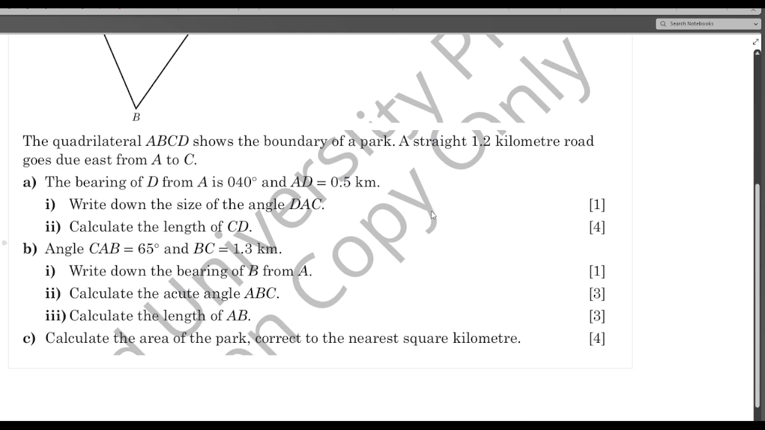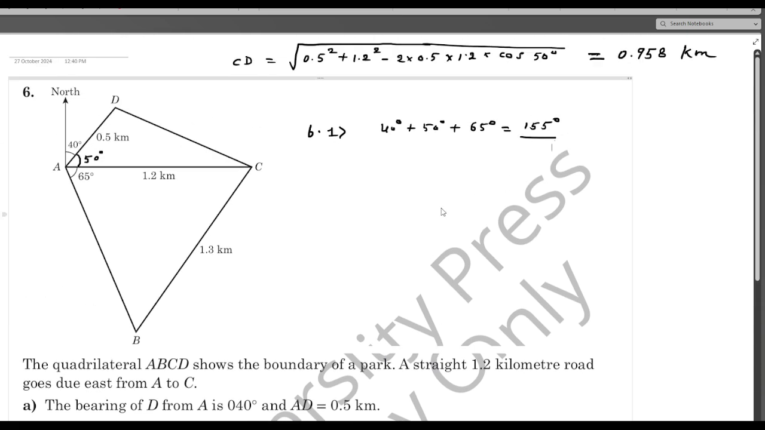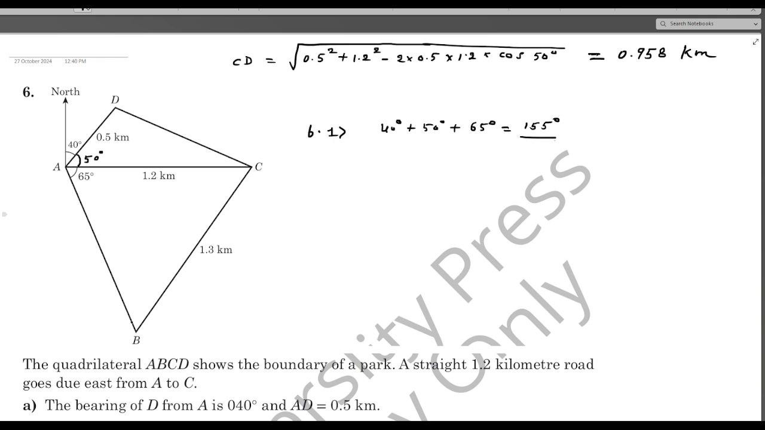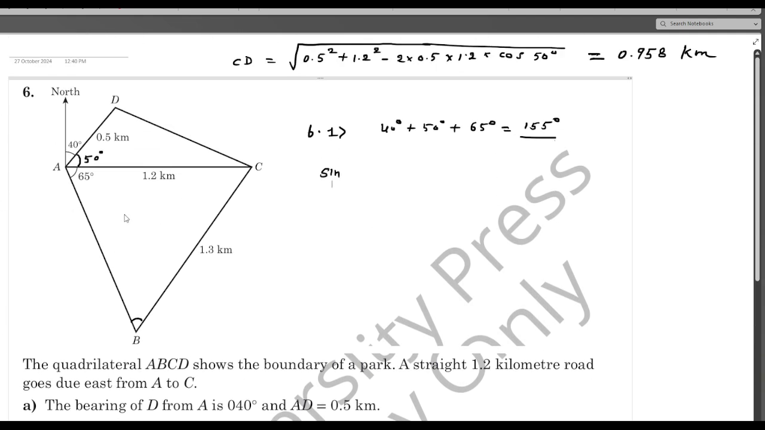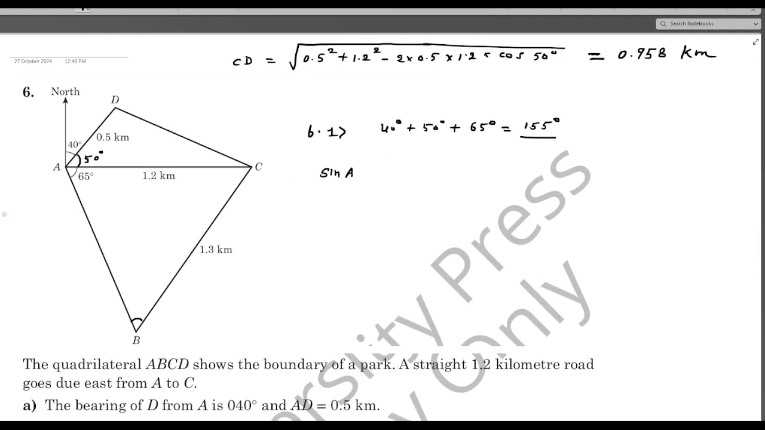Then calculate the acute angle ABC. Now ABC, I need to find out this angle. So for this, we will use sine rule. I will say that sine of angle ABC divided by its opposite length, 1.2, will be equal to sine of 65 degree divided by its opposite length, 1.3.